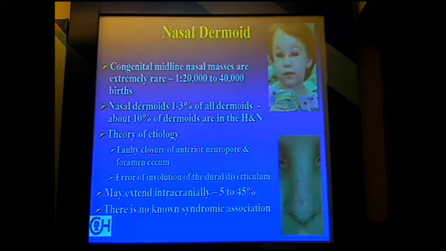Nasal dermoids. Unfortunately, I do a lot of these because where we are, I seem to have a referral pattern for these. It's congenital and very rare, but it's about 1 to 3% of all dermoids and about 10% of dermoids in the head and neck area. The etiology is typically just a failure of closure of the anterior neuropore in pregnancy.